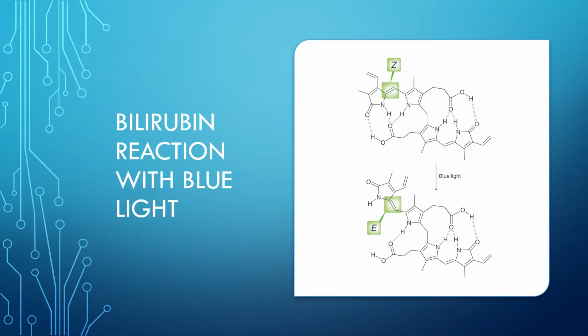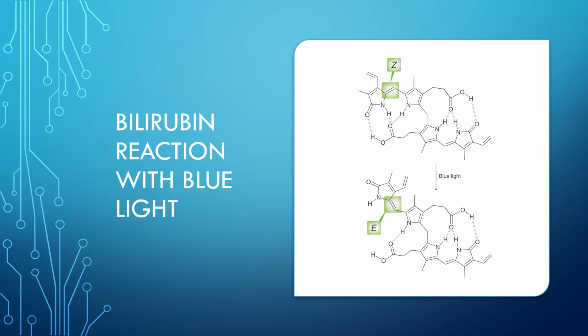Here is bilirubin, and you can see that the compound has one particular double bond that is actually in a configuration that in organic chemistry is known as a Z configuration. But when it is exposed to blue light, you can see how it completely changes to an E configuration.